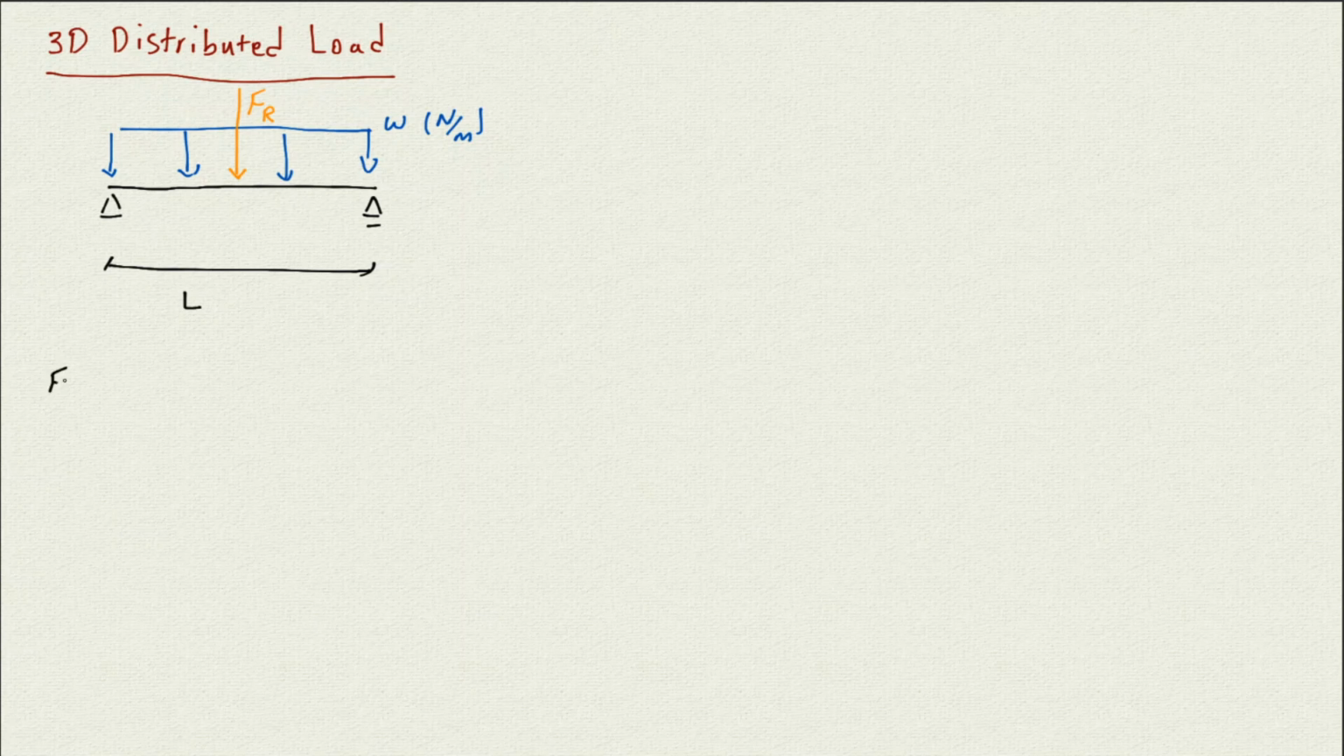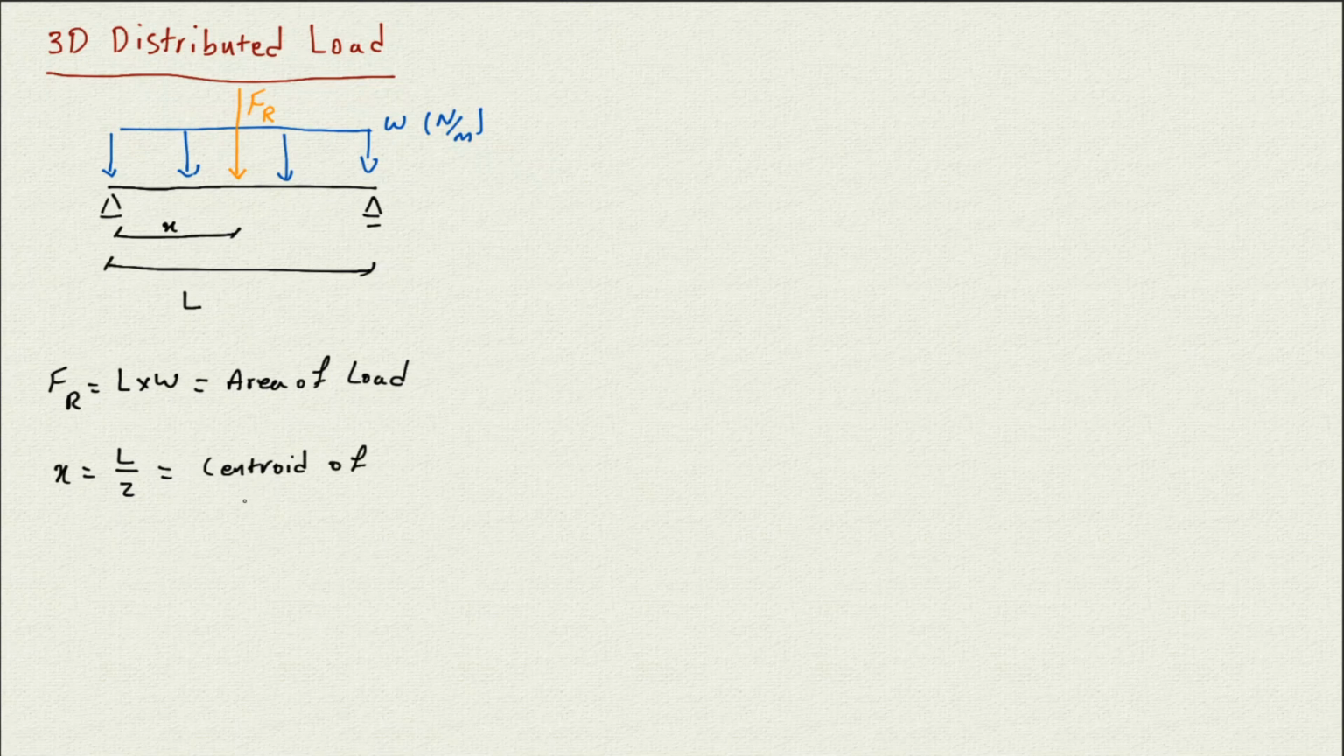So we know that the resultant force, the Fr, was the area of that distributed load. So it was L times W, and it was basically the area of the load. That was how we calculated the magnitude of that load and its location. If the location of that load was located at X, the location of that load was at the centroid of that area. So it was half of L, the centroid of the load area.